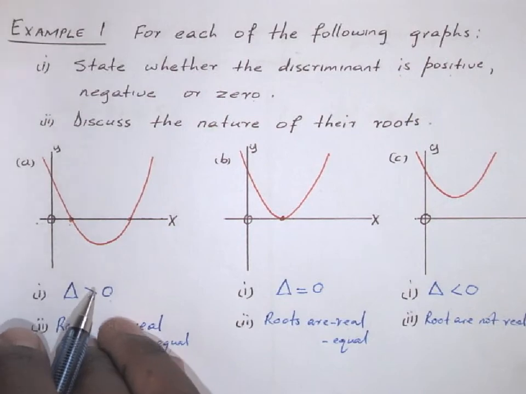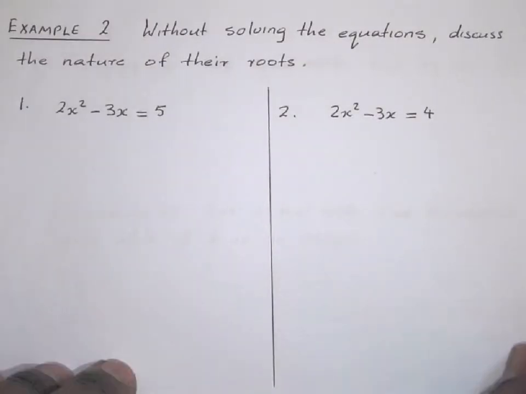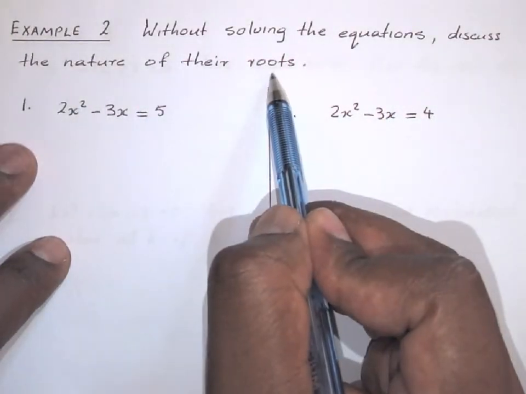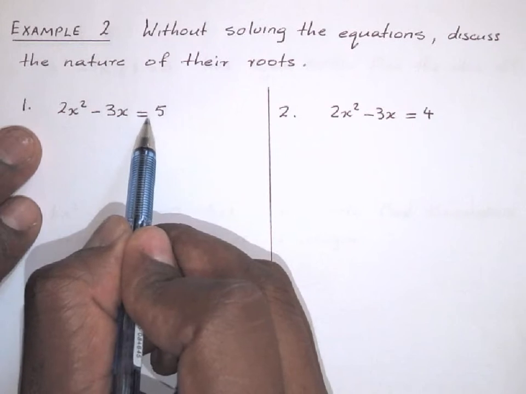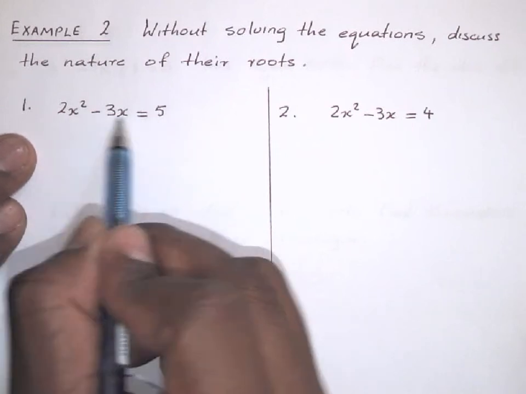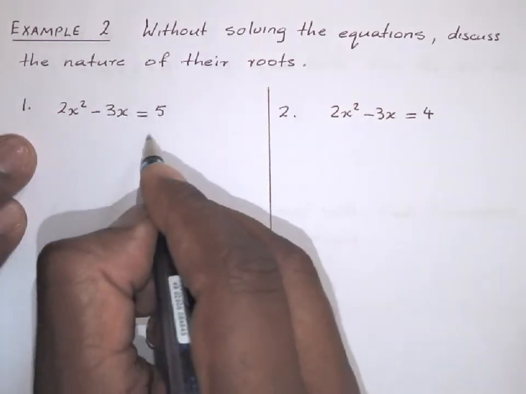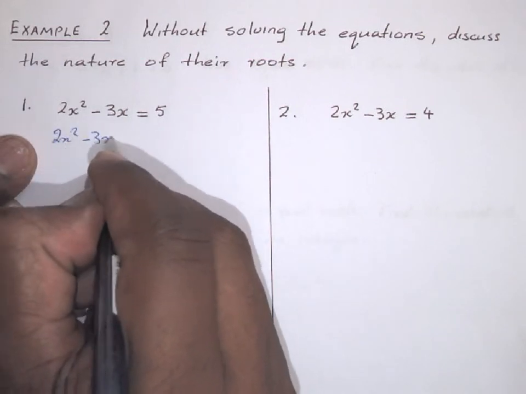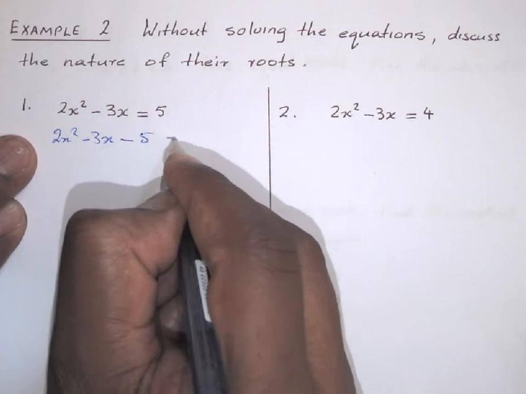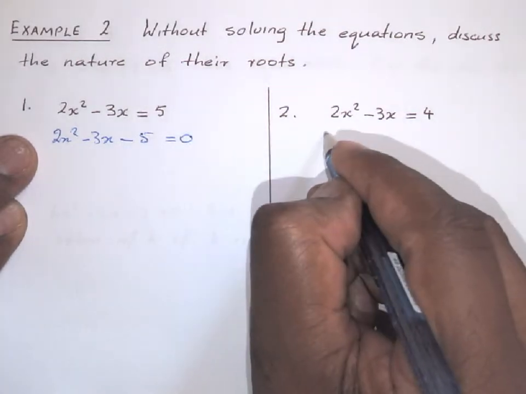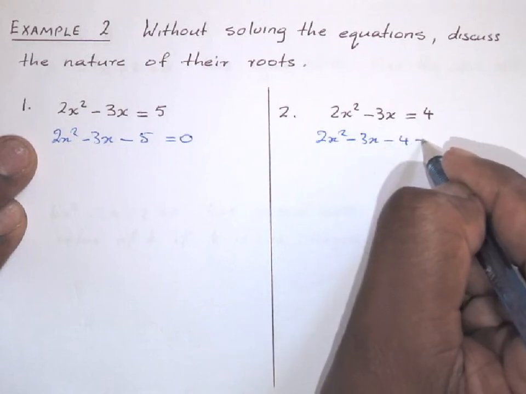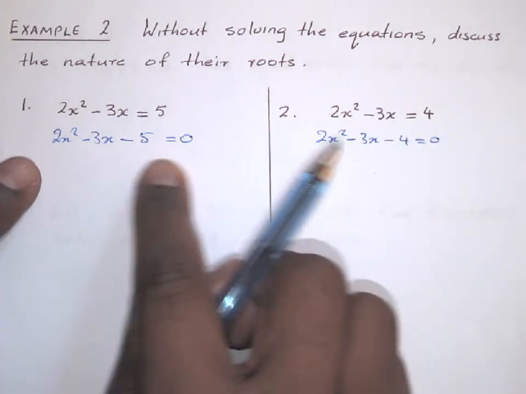That example says, without solving the equation. In this case we must not solve the equation, we must discuss the nature of roots. This is an equation, but for quadratics we must always remember to write them as equal to 0 on the right hand side. So I have 2x squared minus 3x, take the 5 across, is minus 5, equal to 0. We can do the same thing here and say 2x squared minus 3x minus 4 is equal to 0. So I've got the equation in standard form.